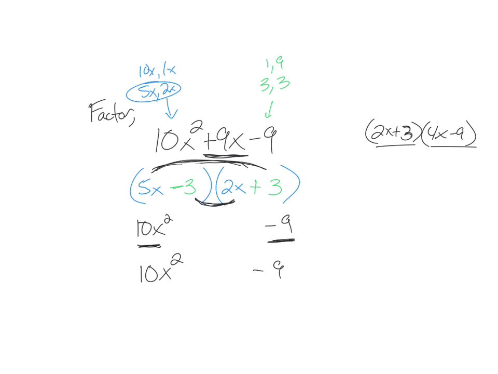So let's do those middle multiplications now. With those signs changed, we get a plus 15x here and a minus 6x here. Those together would give me a plus 9x. And there we have it.